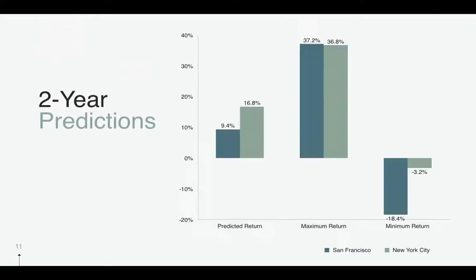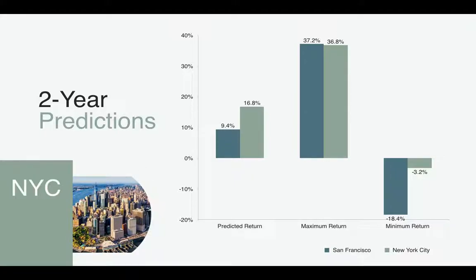Looking at our 2-year predictions, we can see that New York City actually fares much better than San Francisco. We have a 16.8% return predicted for New York. And when we look at our maximum and minimum values, we can also see that San Francisco represents a higher potential of loss, with almost 18% possible loss at our minimum confidence interval. So for this reason, we would recommend New York City as the option for a 2-year investment.